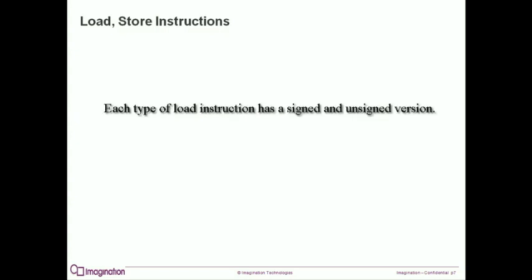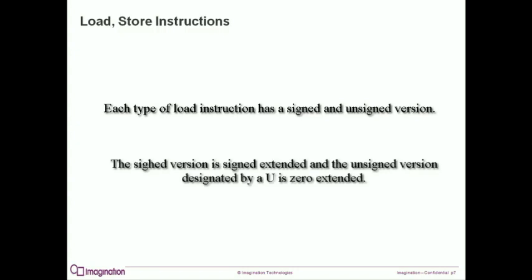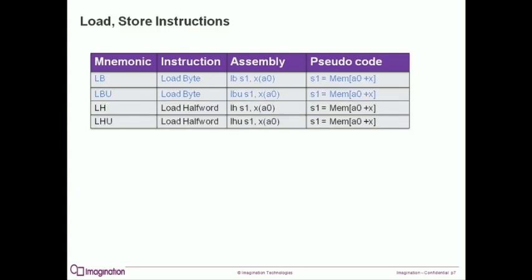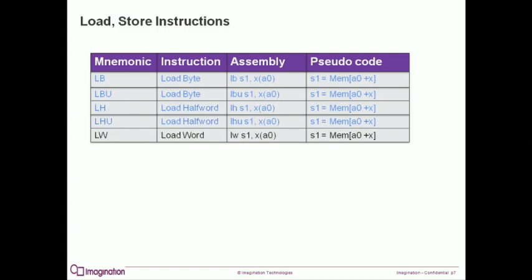Each type of load instruction has a signed and unsigned version. The signed version is sign extended, and the unsigned version, designated by a U, is 0 extended. The load byte instruction loads a byte from any address into the least significant byte of the destination register. The load half-word instruction loads a half-word from a half-word aligned address to the least significant bytes of the destination register. The load word instruction loads a word from a word-aligned address to the destination register.